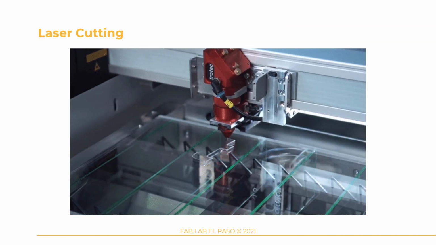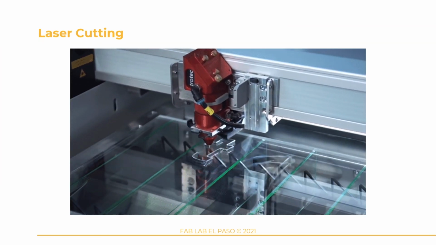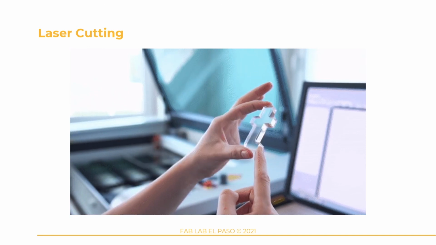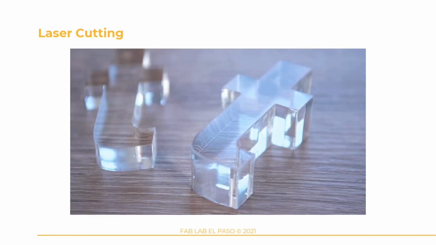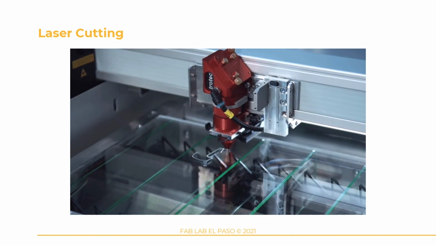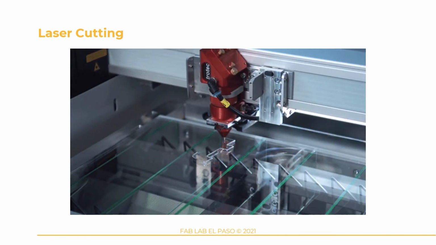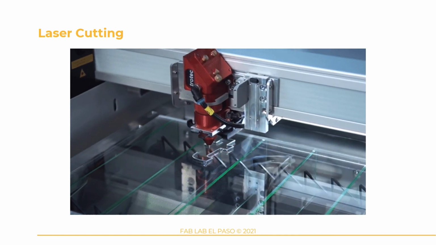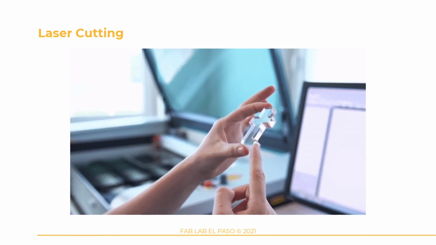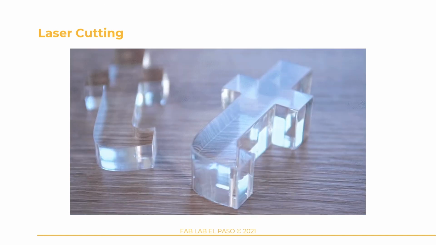Laser cutting is another process that can be applied to various materials. In this example, a high-powered laser follows commands from computer software to make an acrylic cutout of the letter T. In future videos, we will deep dive into vacuum forming, CNC machining, and laser cutting.